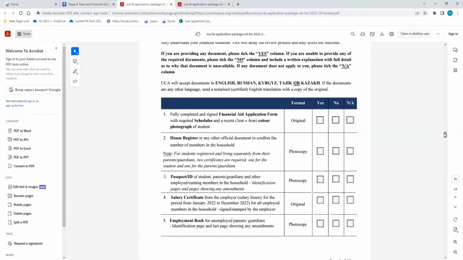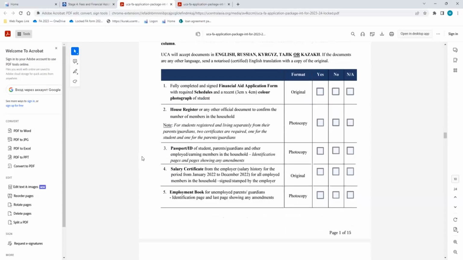So we have mandatory documents that you need to upload along with your online application form, which is the house register. And you may have to upload two kinds of house registers in case you're not living with your household. There's a note here for students registered and living separately from their parents or guardians. If you're living along with your household, then you have to submit only one house register where it is indicated that yes, there are 4 or 5 members in this household living all together.